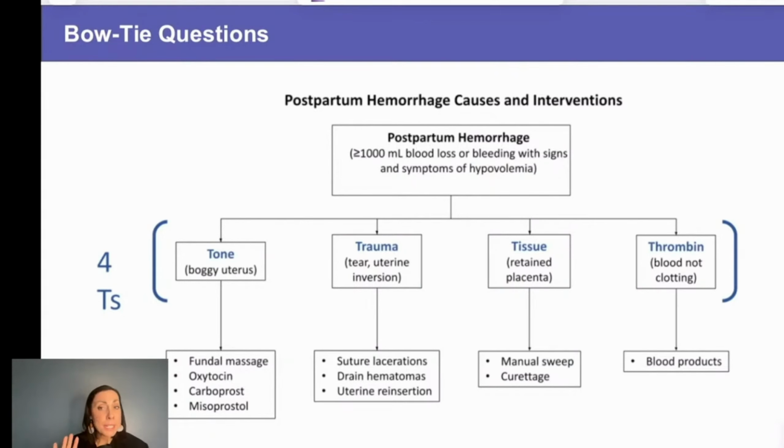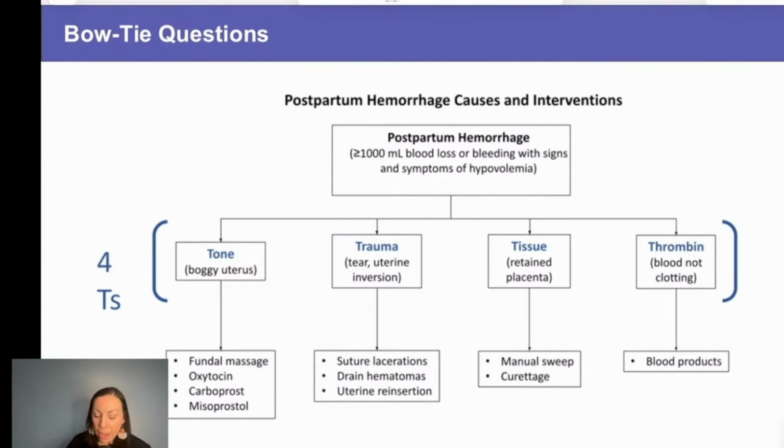So there are 4 T's of postpartum hemorrhage. Tone, that's our boggy uterus. That's what we got going on, right? We have trauma. We have tissue or thrombin. So trauma would be like a bad tear that's maybe unrepaired, tissue, retained placenta, and thrombin would be like our DIC. Trauma would also be our hematoma.